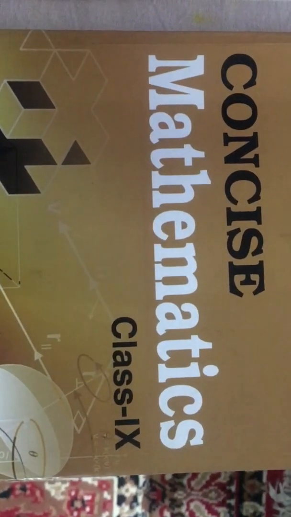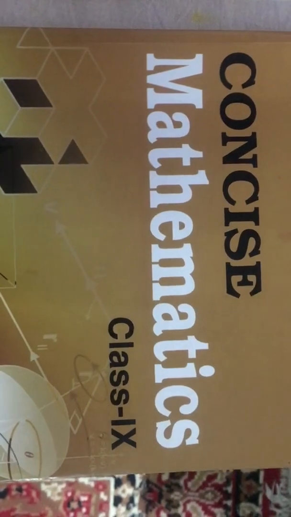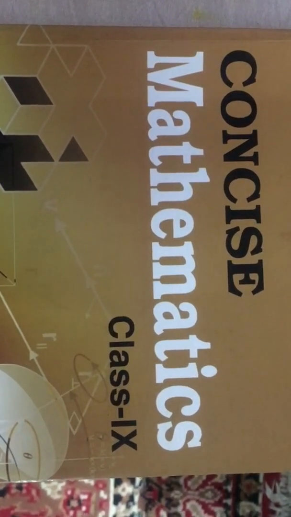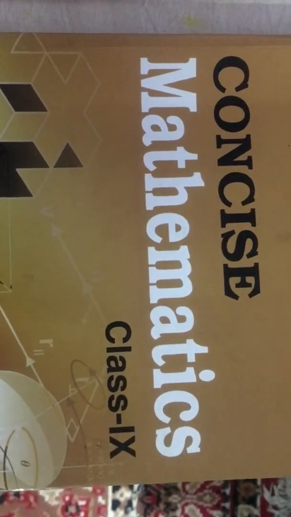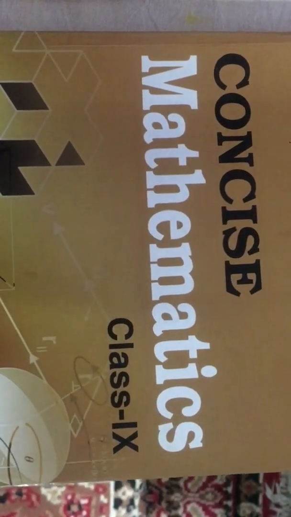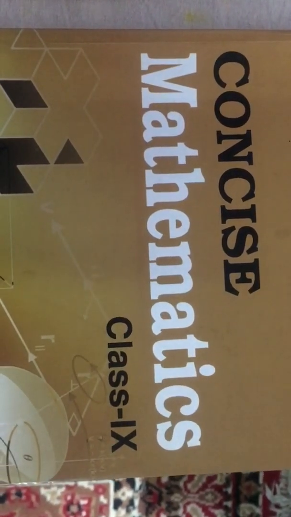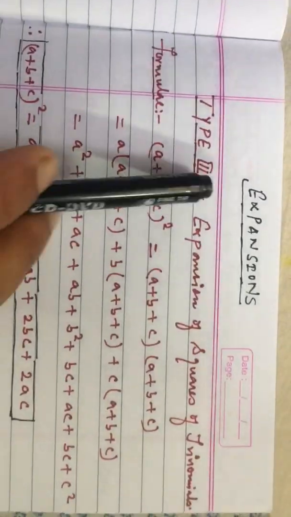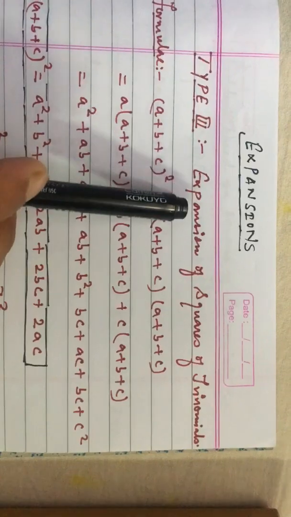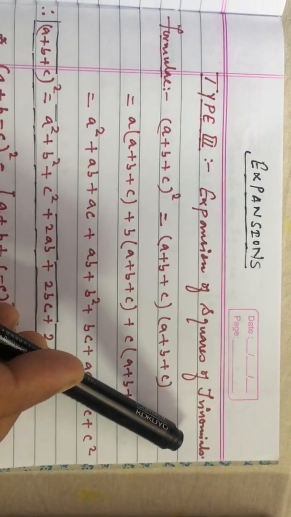Today, in the last class, we had seen the chapter expansion. In expansion, the two different types we had already seen. The first type, the expansion based on squares. The second type, expansion based on cubes. Now, today we have to discuss the third type, that is expansion of squares of trinomials.